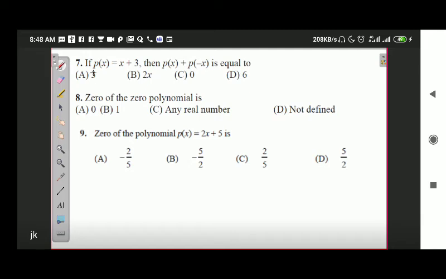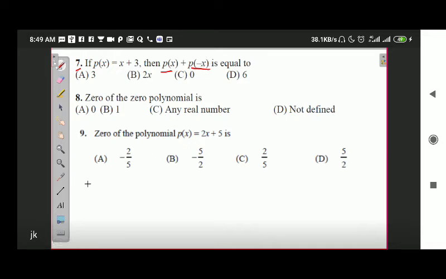Next, seventh question. If p(x) is equal to x plus 3, we are given a polynomial that is equal to x plus 3, then we have to find out the value of p(x) plus p(minus x). In the first expression, we have to keep the x as it is. In the second expression, we will change the sign of x.